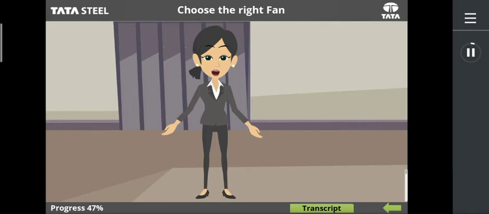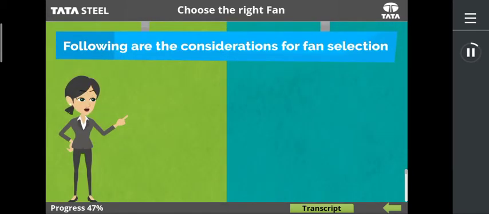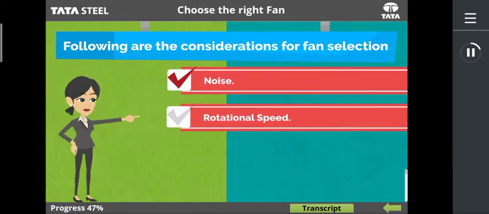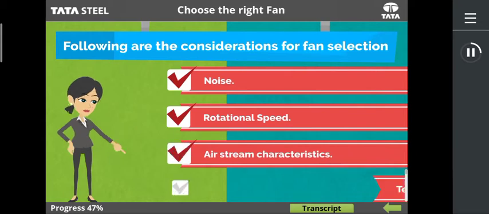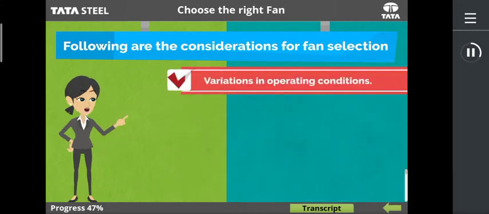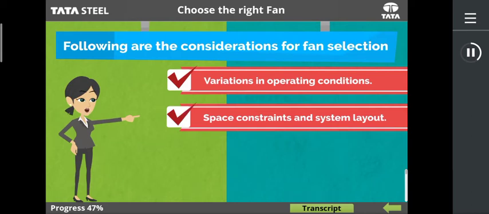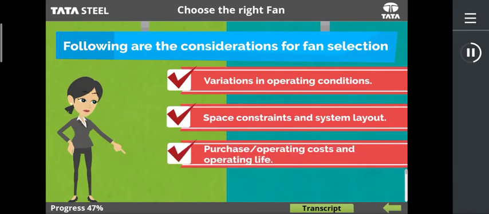First point is regarding choosing the right fan. Following are the considerations for fan selection: noise, rotational speed, airstream characteristics, temperature range, variations in operating conditions, space constraints and system layout, purchase or operating costs and operating life.